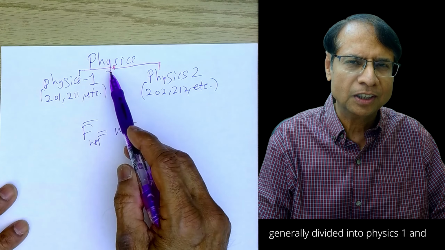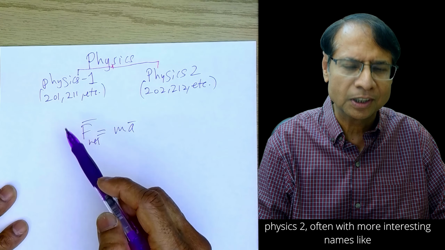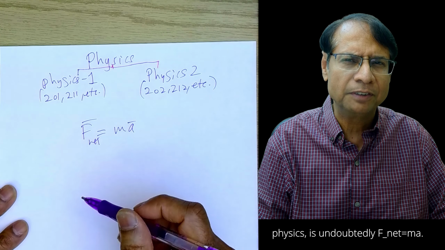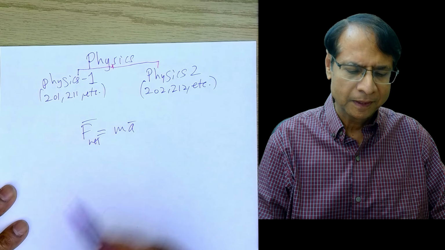So physics is generally divided into Physics 1 and Physics 2, often with more interesting names like 201 and 202. No matter, the star equation of physics is undoubtedly F net is equal to ma.